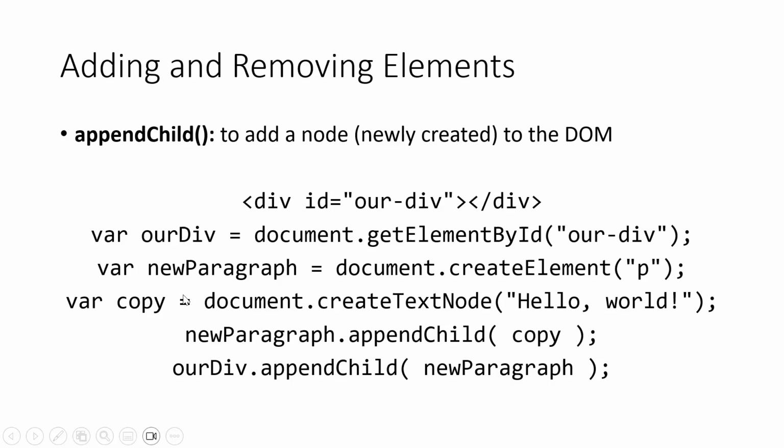And then we will create a text node. And that text is appended to the copy, that means in the new paragraph. And that is appended to the division. So this is how you can gradually append the child. Basically, you add nodes to the DOM.